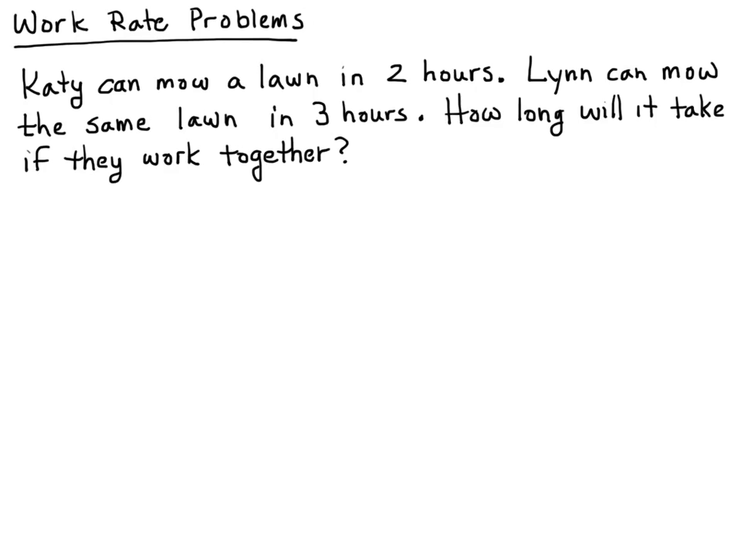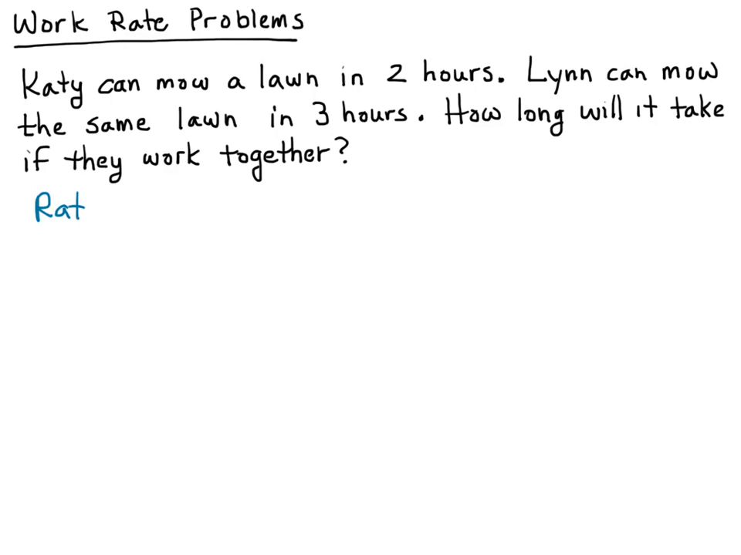So Katie can mow a lawn in 2 hours. Lynn can mow the same lawn in 3 hours. How long will it take if they work together? All right, now they're not going to just divide it in half, and since it takes Lynn longer to do it, she's going to work longer than Katie. That's not the way we're going to do this. They're going to work the same amount of time at their own rates.